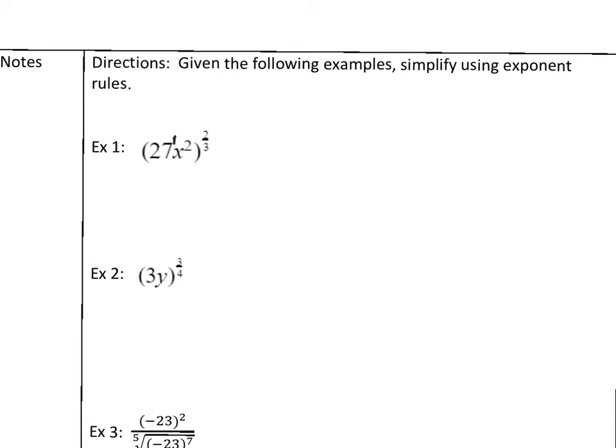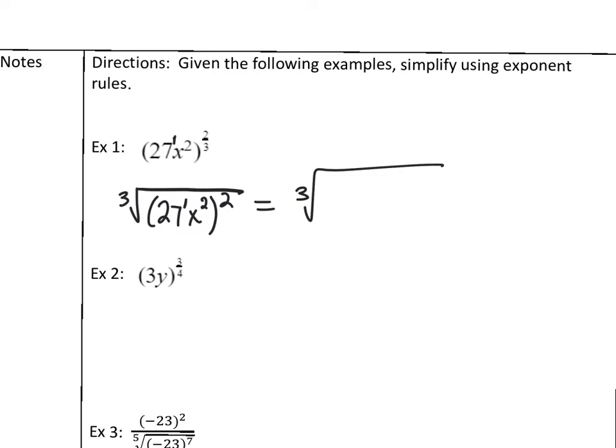So the whole thing in parentheses is being taken to the 2/3 power, correct? So I'm just going to write it like this. 27 to the 1st, x squared. What's my numerator? 2, so I'm going to write a 2 right there. And my index is 3. I know that I can simplify what's underneath of that radical, right? I can make that a little prettier before I start breaking it down. So I'll keep my radical symbol.